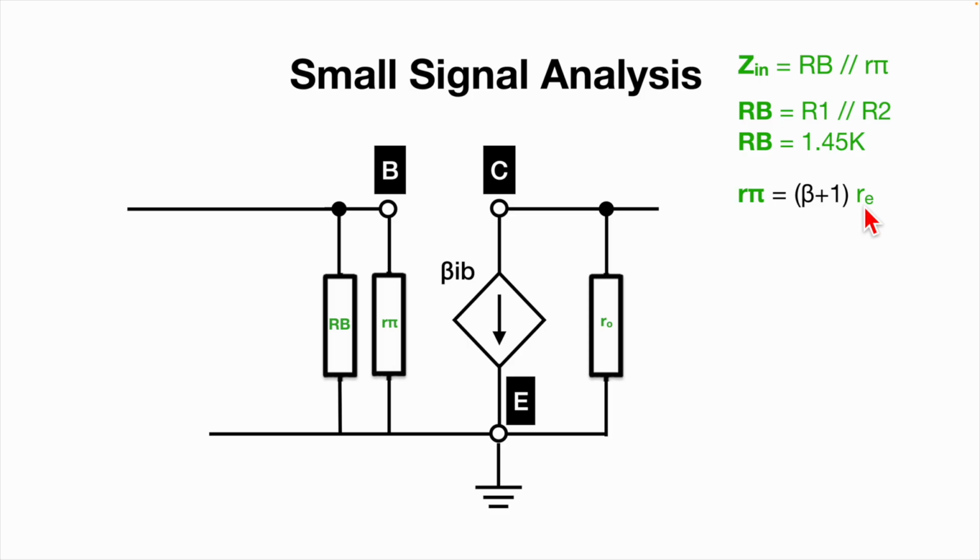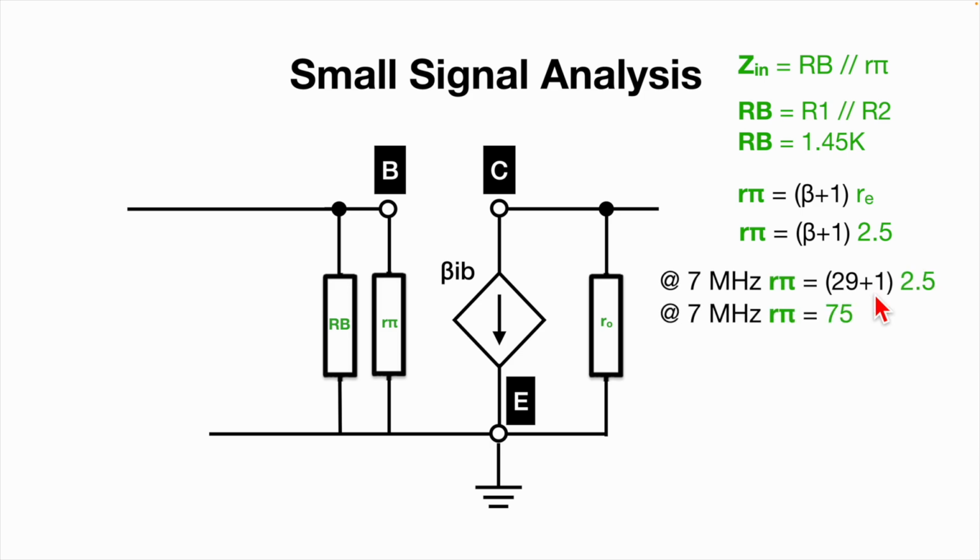plus anything else that you've got hanging off the emitter which is not bypassed. So in my case, because I'm fully bypassing my emitter resistor, it's beta plus 1 times RE. RE is 2.5 in my case. So at 7 megahertz, and if you need a reminder, just go and watch my last video where I talked about this, beta is about 29. So when you multiply that by 2.5, that gives us an R pi of 75 ohms.